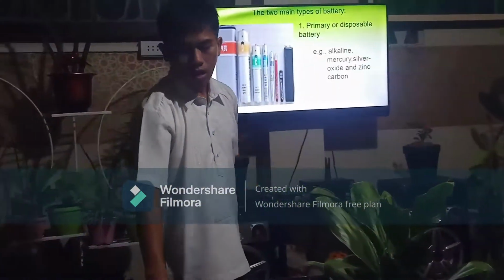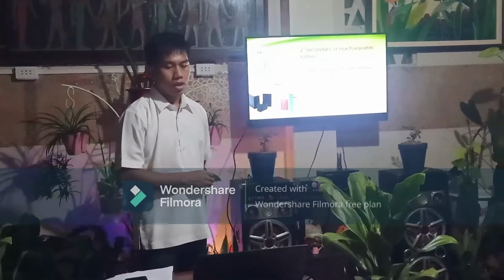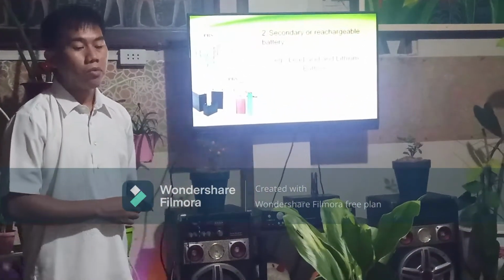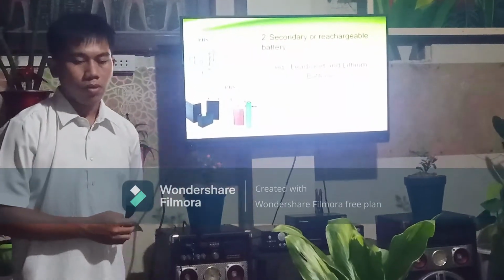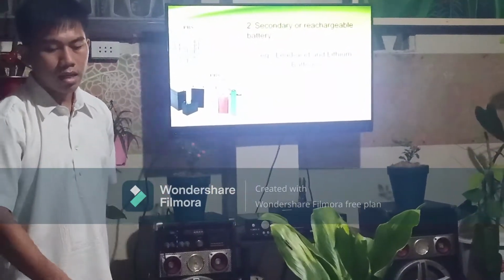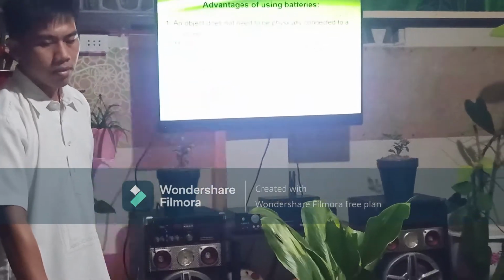How about the other type of battery? We have the secondary or rechargeable battery. Okay, so we have the lead acid and lithium batteries.